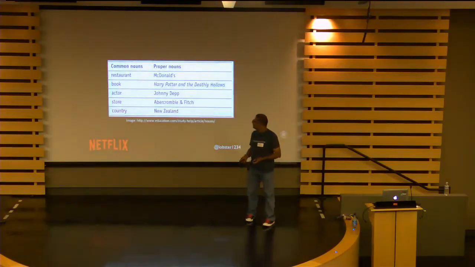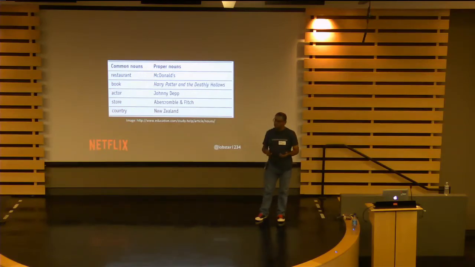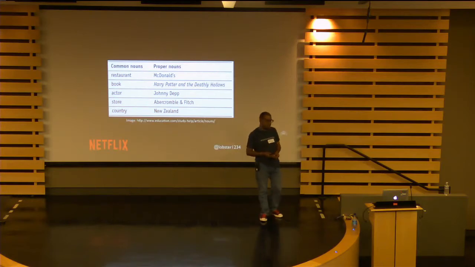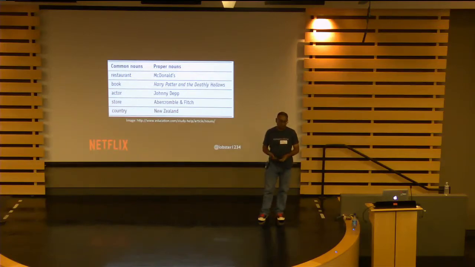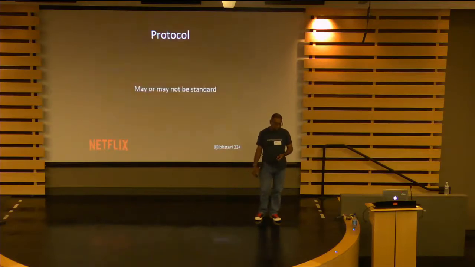A simple example is basic, elementary English, right? You have common nouns and proper nouns. Common nouns are your resources, and proper nouns are individual entities within that particular resource. So I can have a collection of restaurants, and McDonald's happens to be just one of them, and it could be Taco Bell, or French Laundry or something like that, right? This is how you would classify your business entities in a RESTful manner.